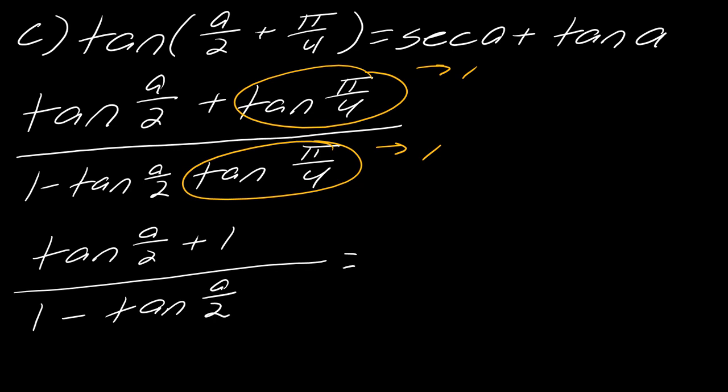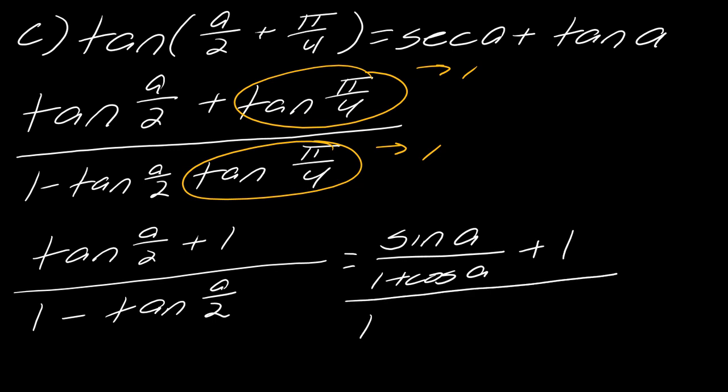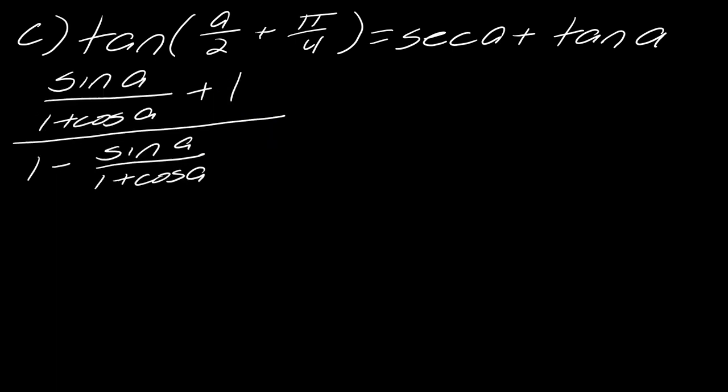So now I'm going to rewrite tangent of A over 2 as sine of A over 1 plus cosine of A, plus 1. And then here I have 1 minus sine of A over 1 plus cosine of A. Okay, so I've written all that out, and now, general housekeeping, I have fractions within fractions. I don't like that. So I want to clear these fractions. So first let me make some space. Okay, and now let's clear those fractions.